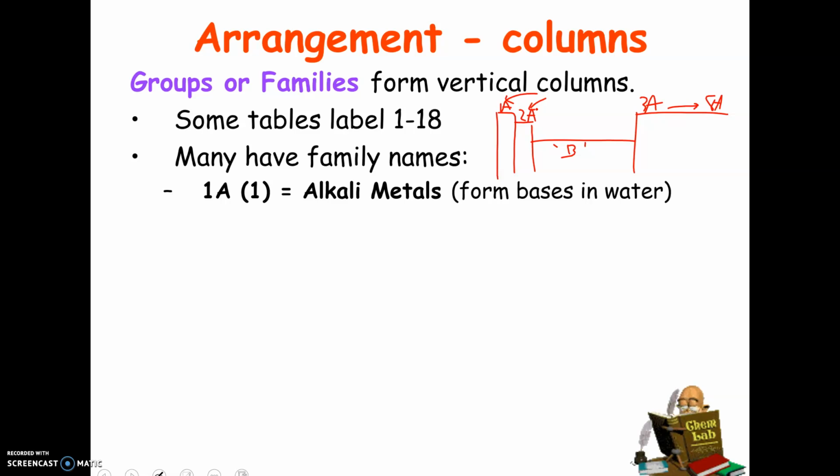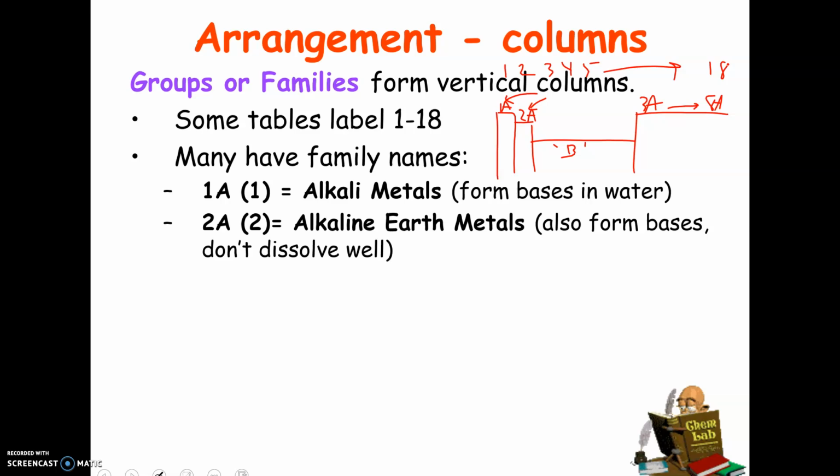But the newer tables, and I believe the ones we're using in class, basically just go straight across 1 to 18. So it's just two different ways. 2A, or group 2, is your alkaline earth metals. Another word for something being basic, like a pH above 7, the opposite of an acid, is being alkaline or alkali. So that's where this comes from, alkali and alkaline. These form bases, in other words, things with a higher than 7 pH, in water.